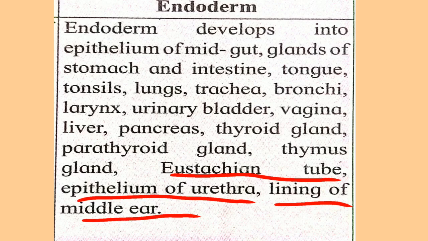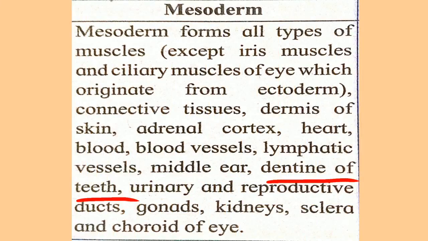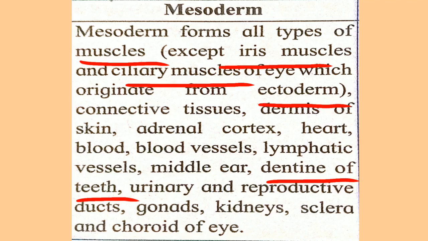Then the next germ layer, that is mesoderm. What is the fate of mesoderm? Mesoderm develops into the following parts. All the body muscles are developed from the mesoderm except iris muscles of the eyes and ciliary muscles of the eyes, which are originated from ectoderm. All the other muscles are developed from mesoderm. Then connective tissue of the body is developed from this mesoderm. Dermis of the skin gets developed from this mesoderm, whereas epidermis is developed from the ectoderm.